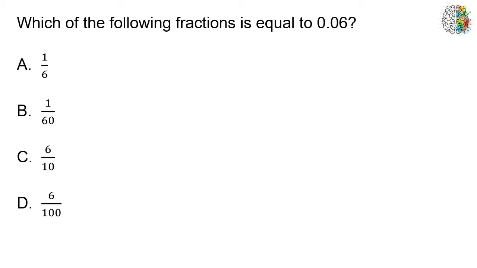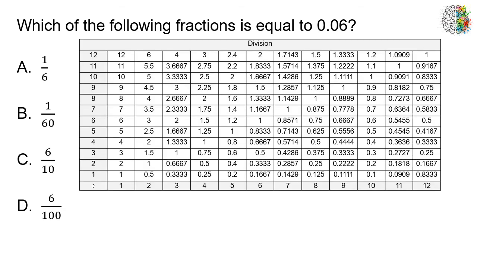This problem asks us which of the following fractions is equal to 0.06 and then gives us 4 possible fractions as our answer. So we can use our knowledge of a division math table to help us narrow down our answers. We notice that the first 2 problems are divided by 6 and the second 2 are divided by 10. So let's go and look at what do those look like.